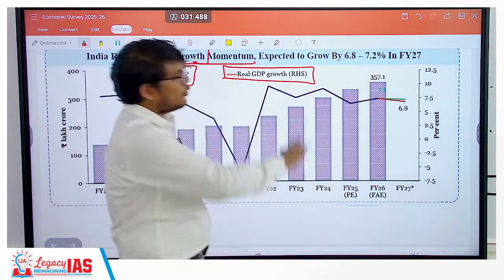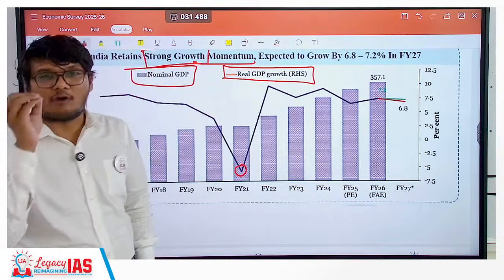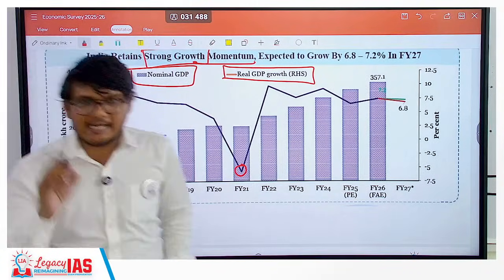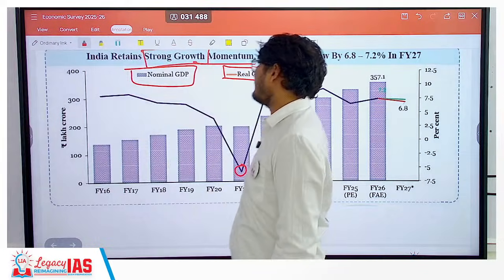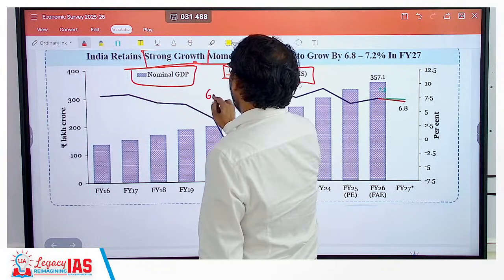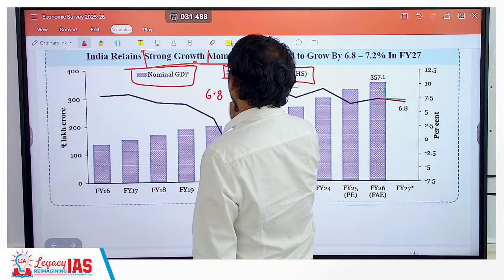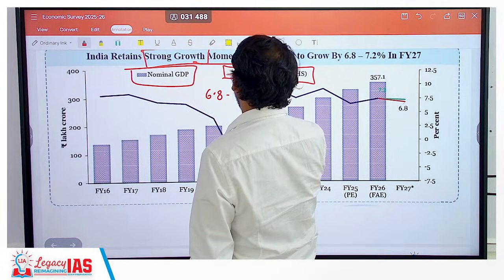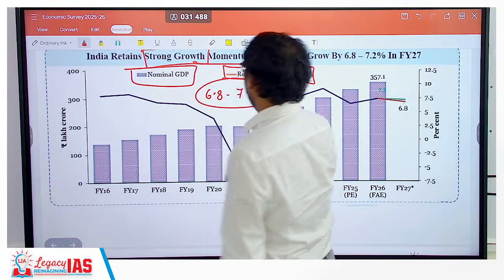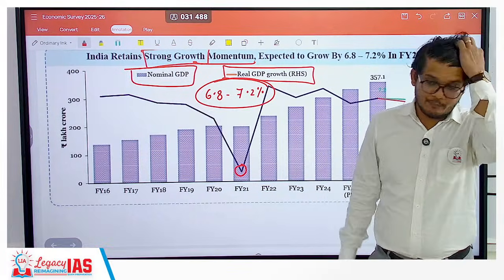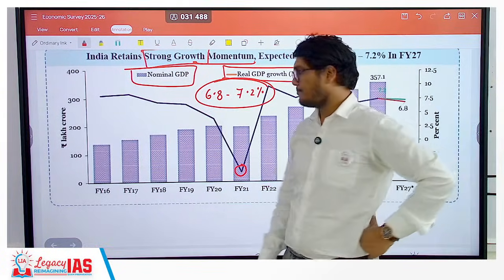And even though these things are happening in India, the economic survey says that Indian economy in financial year 26-27 will still grow at around 6.8 to 7.2%. This is the growth rate range that has been predicted by the economic survey. All right.